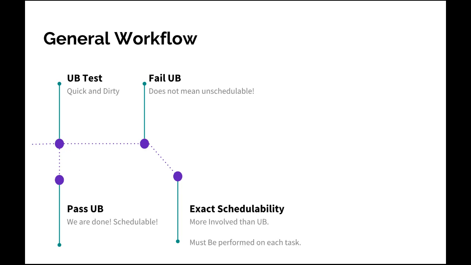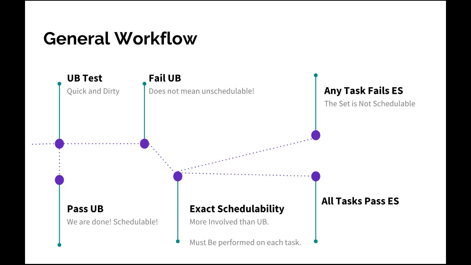It is more involved than the utilization bound test because you must do a test on every single individual task. However, you will know that if any task fails the ES, it will not be schedulable. Likewise, if every task passes the exact schedulability test, we will be schedulable. So first let's go through the UB test because it is simpler and it's often what you do first.